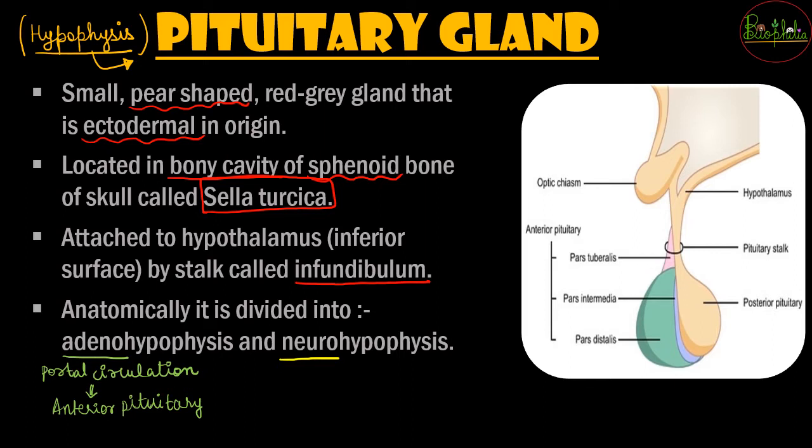Neuro is related to the nervous tissue. So that is the part which is connected to the hypothalamus by neural bodies and axons. How is it connected? It is connected by the axons of two nuclei. And what are those two nuclei? We had discussed in the previous class, that was the supraoptic nuclei and paraventricular nuclei.